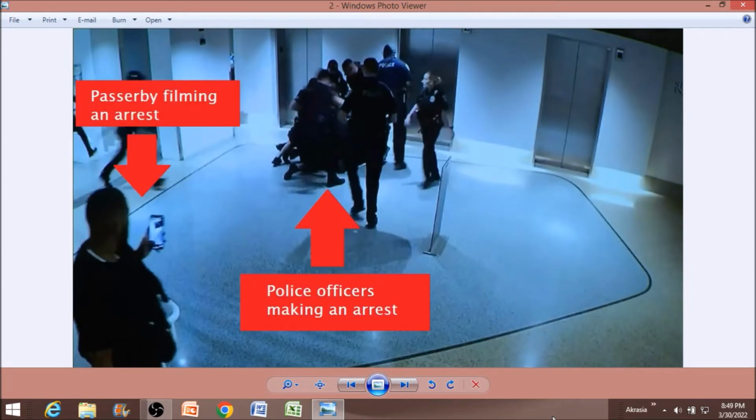So, what is this case? This is a case where you have a passerby filming an arrest and police officers are making an arrest. Now, we haven't really said anything about the case. All we have is this very slim information of a passerby filming an arrest and some police officers making arrests. That's all the information we have.